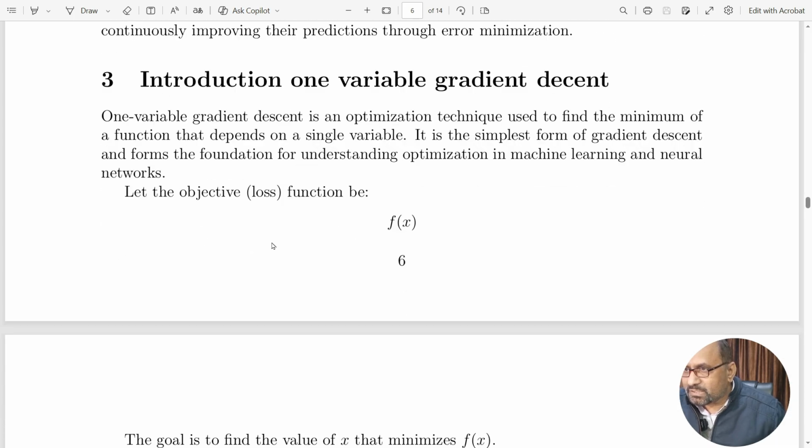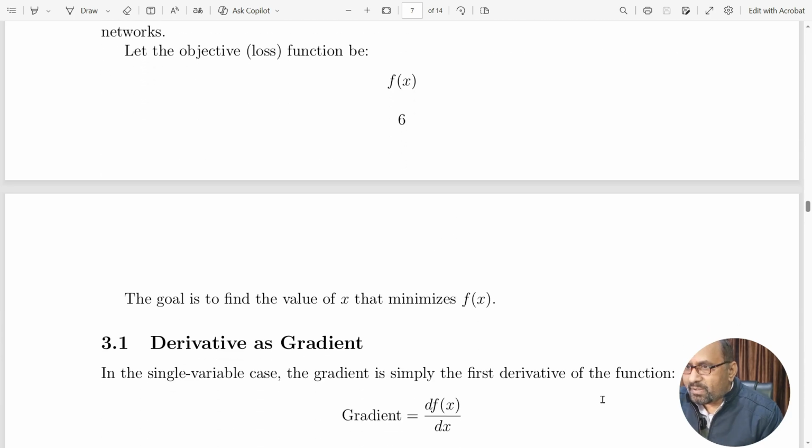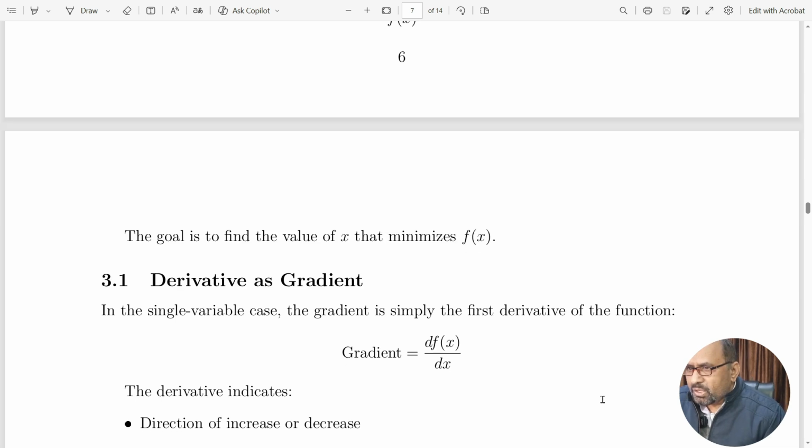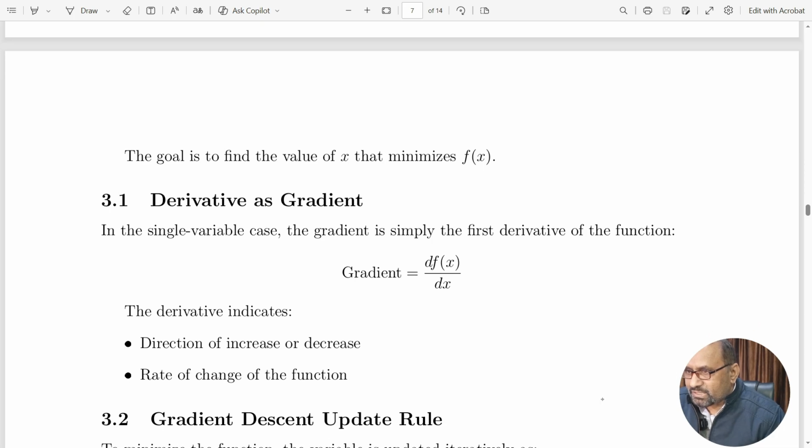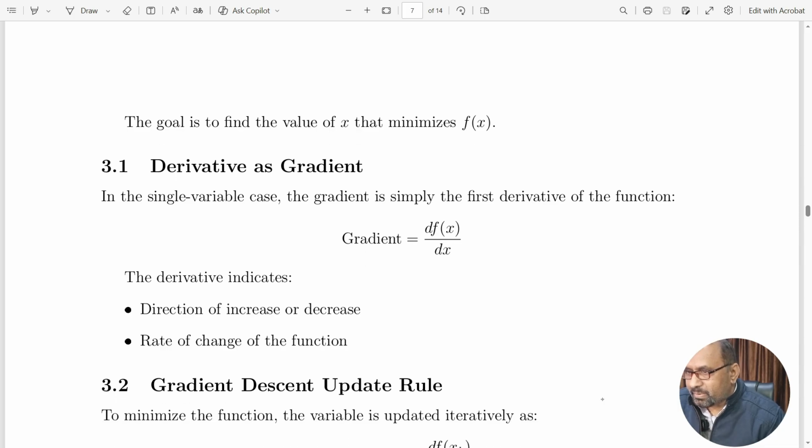So let us suppose that the loss function we have is f(x). The goal is to find the value of x that minimizes the function f. The gradient is the derivative of f(x), df upon dx, which gives the direction of increase or decrease and the rate of change of the function. This is the main purpose of the derivative.